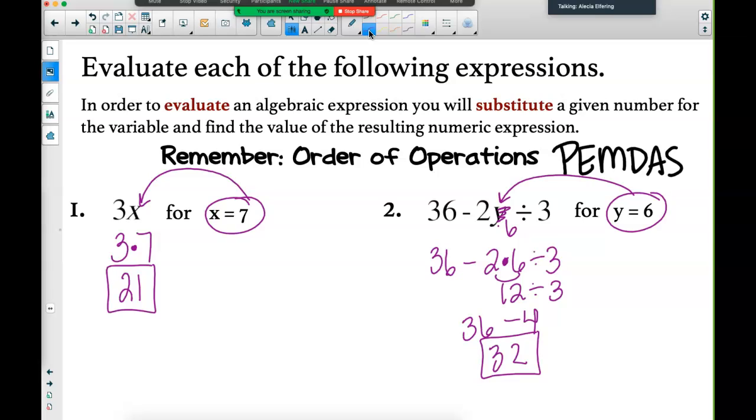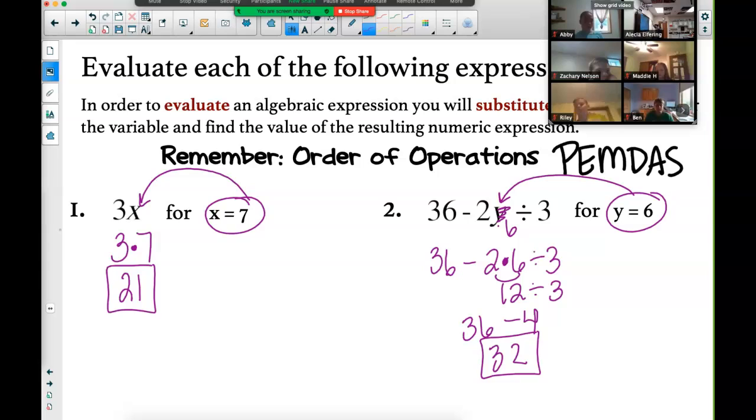Questions from anybody on those two? Am I going too fast? Will you guys tell me to slow down if I need to? Okay, maybe. Those of you at home, am I going too fast? Yes, no, maybe? Obviously, some of you are walking around.